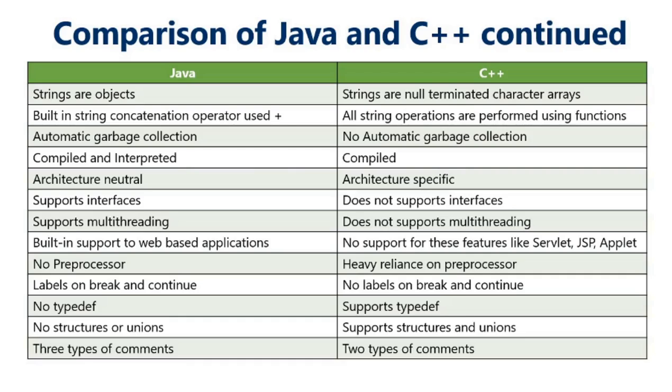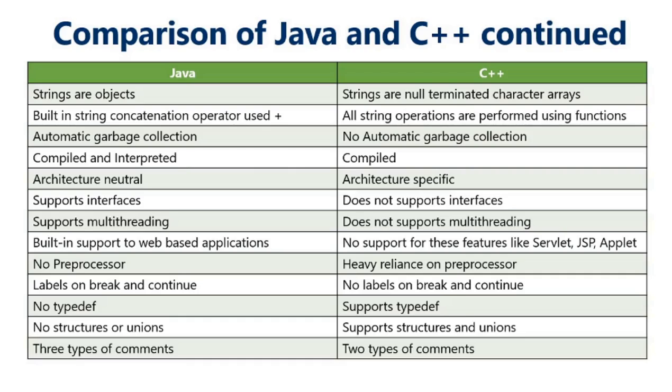Java supports the new concept of interfaces that is not there in C++. As well, in Java, multi-threading is provided. C++ doesn't support multi-threading. Java has built-in support for web-based applications. At the beginning only we discussed this. In C++, there is no support for features like servlet, JSP, applet. All these features are used whenever you want to develop any web application, and these features are incorporated in Java. Those are not available in C++.